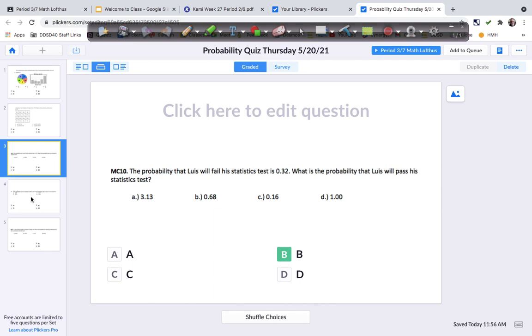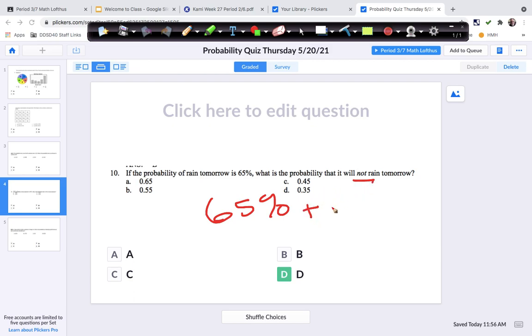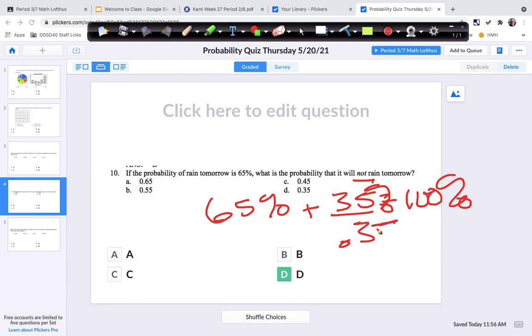Fourth question is similar. It says, what if the probability of rain tomorrow is 65%? What is the probability it will not rain? It's either going to rain or it's not going to rain, and that all has to add up to 100%. So this is 35%, which is 0.35 or 35 hundredths. D.